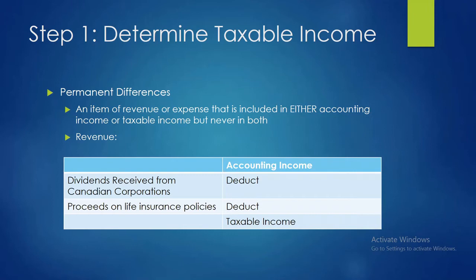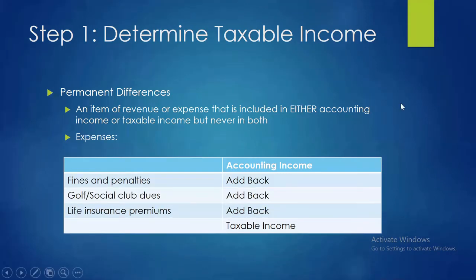Another example is proceeds on life insurance policies. If the company has life insurance policies for its key executives, like the CFO or CEO, and something happens to them, and the insurance company pays out a sum of money to the company, that gets included in revenue or other income. The Income Tax Act says this is not allowed to be recorded in revenue for taxable income. So we have to take it out of accounting income, so we have to deduct it.